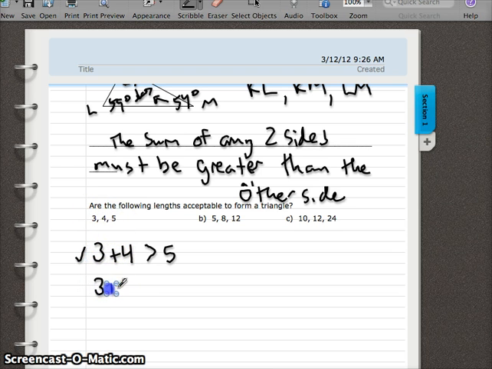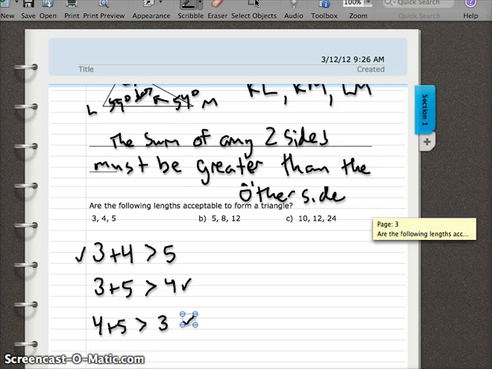Let's check another pair here. 3 and 5. If we add those up, that has to be greater than the other side. Well, the other side is 4. Is 3 plus 5 greater than 4? Sure, 8 is greater than 4. Okay, so that checks out. Last one here, 4 and 5. 4 plus 5, is that greater than the other side? The other side is 3. Well, 4 plus 5 is 9, and that's greater than 3. So this is a possible triangle.